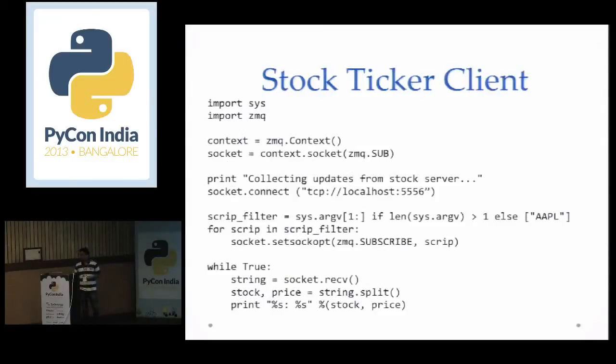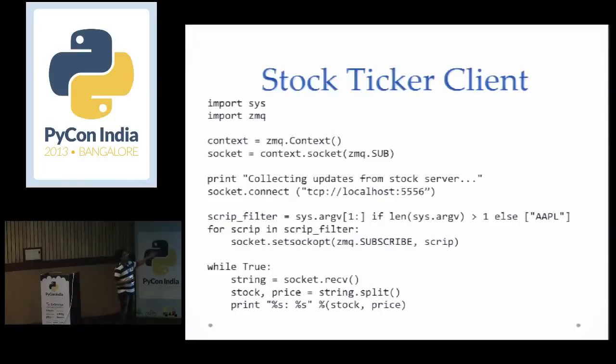The client is very simple, but you need to remember one thing: it's not mandatory for the client to receive all the updates. It can choose to subscribe to only a specific message. If you are interested just in the stock prices of Apple, you just subscribe to AAPL. That is the first part of your message string, and only messages which match the string will be received and printed by this client. And there is a way to subscribe to multiple messages. That's what I'm doing here.